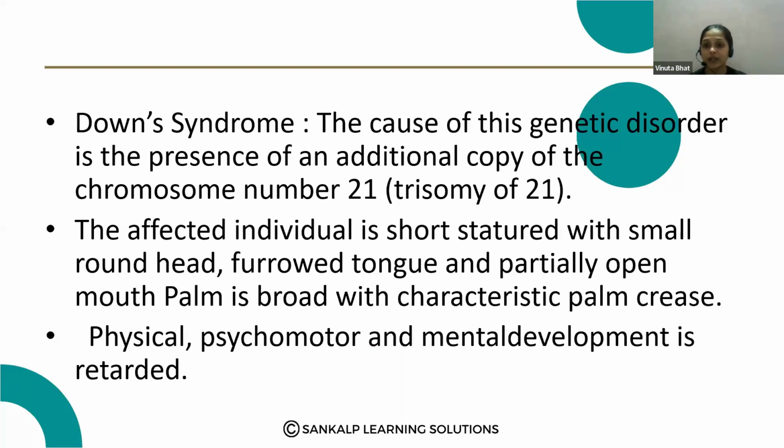The cause of this genetic disorder is the 21st chromosome trisomy. And here the affected individual is short, with a small round head, furrowed tongue and partially open mouth. The palm is broad with a characteristic palm crease, and physical, psychomotor, and mental development is retarded. So all these characters you have to write, very importantly. All characters you have to mention.